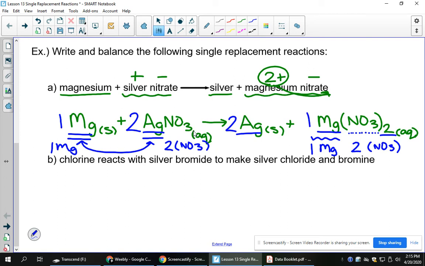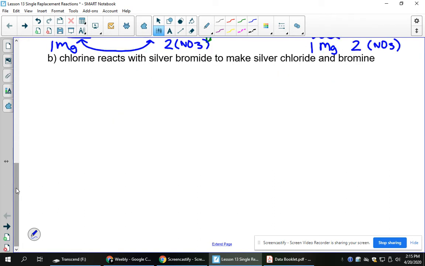Now that is my fully balanced single replacement reaction. Let's try again. Chlorine reacts with silver bromide to make silver chloride and bromine. So first thing we have is chlorine. Chlorine is a polyatomic element. It always comes with a buddy, so it will be Cl2. And since the box on the periodic table is gray, it comes as a gas at room temperature.